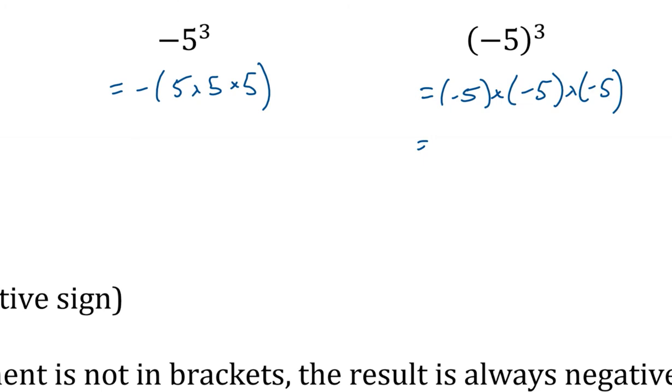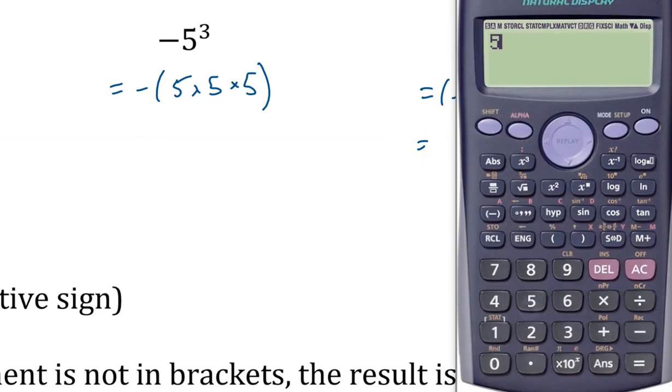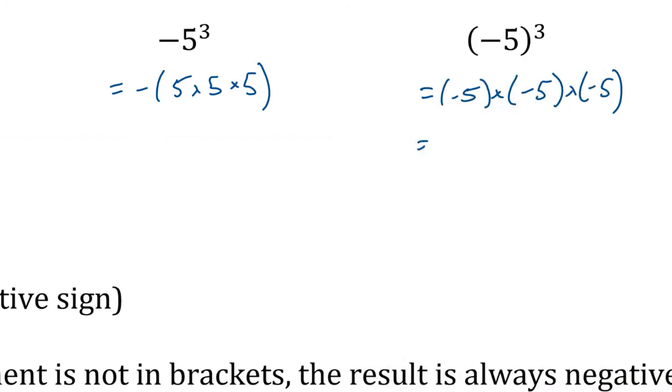So in each case, I have 5 times 5 times 5. I can use my calculator for that. 5 times 5 times 5 is 125, or 5 cubed, if your calculator can do that, which hopefully it can. So again, 125. In both cases, the number part is going to be 125.